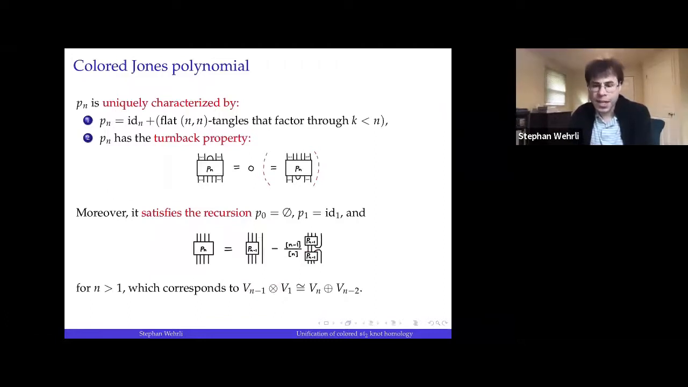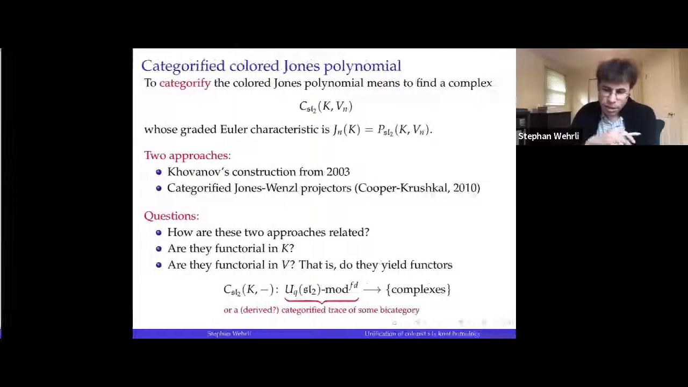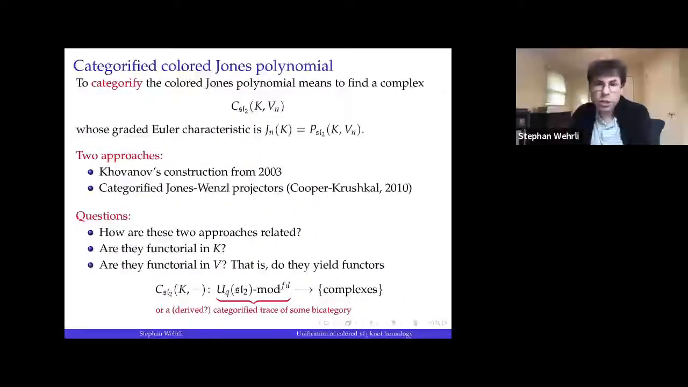But now in my talk, I want to talk about categorified colored Jones polynomials. The goal of categorifying the colored Jones polynomial is to find some chain complex whose graded Euler characteristic is the colored Jones polynomial. Of course, this should not just be any chain complex. It should have some nice property. For example, it should generalize Khovanov homology.